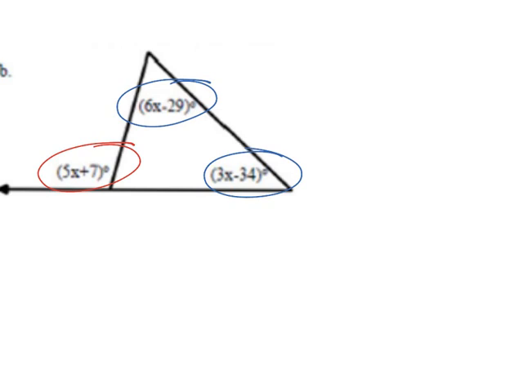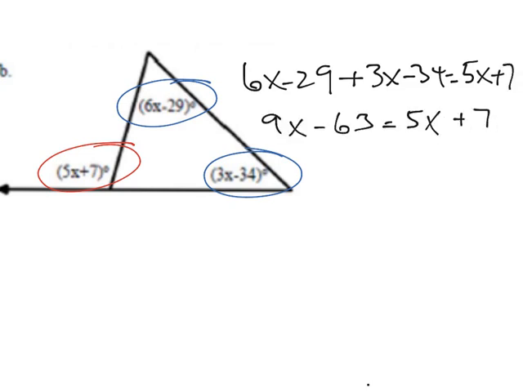We'll go ahead and set the two remote angles equal to the exterior angle. So I would get 6x minus 29 plus 3x minus 34 equals 5x plus 7. Once I simplify a little bit, okay, so I've simplified a little bit here, I'm going to go ahead and add 63 to both sides. And I'm going to go ahead and subtract 5x from both sides.